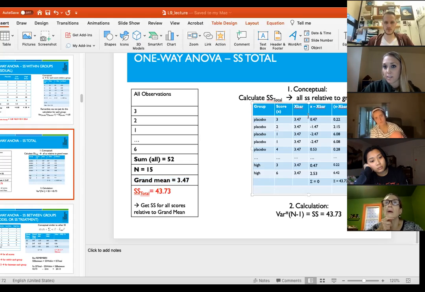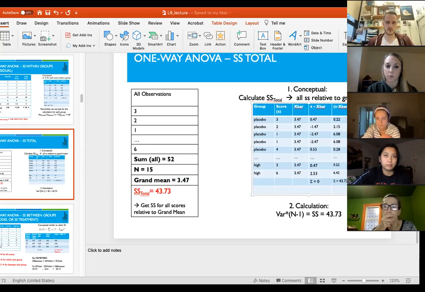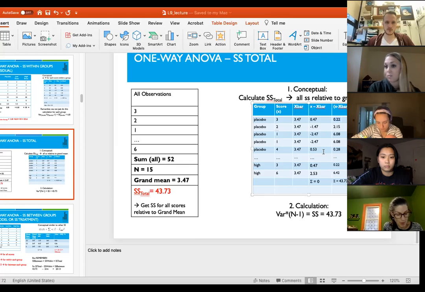There's that difference. You square it. Do you remember why we can't just sum the differences? Why do we have to square them whenever we're calculating sums of squares? It would be 0, and it will always be 0, because all of the differences relative to the mean are always 0, because the mean is always in the middle, right? The mean is the average.